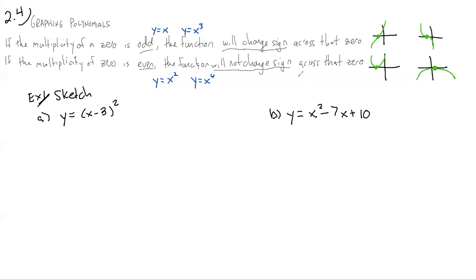It'll either stay positive after hitting that zero or stay negative. So we'll start with two hopefully familiar looking functions here. They're both going to be a couple of parabolas. I'll make some notes of what we know about both of these.